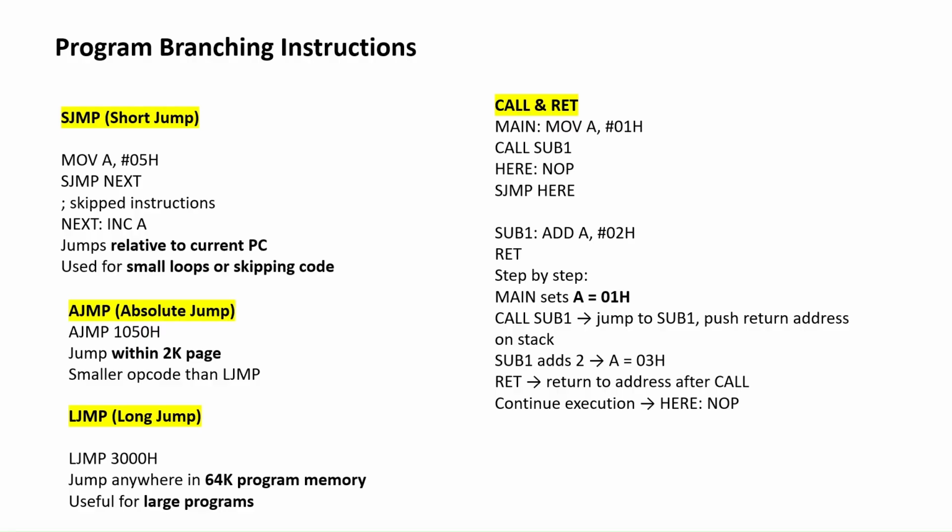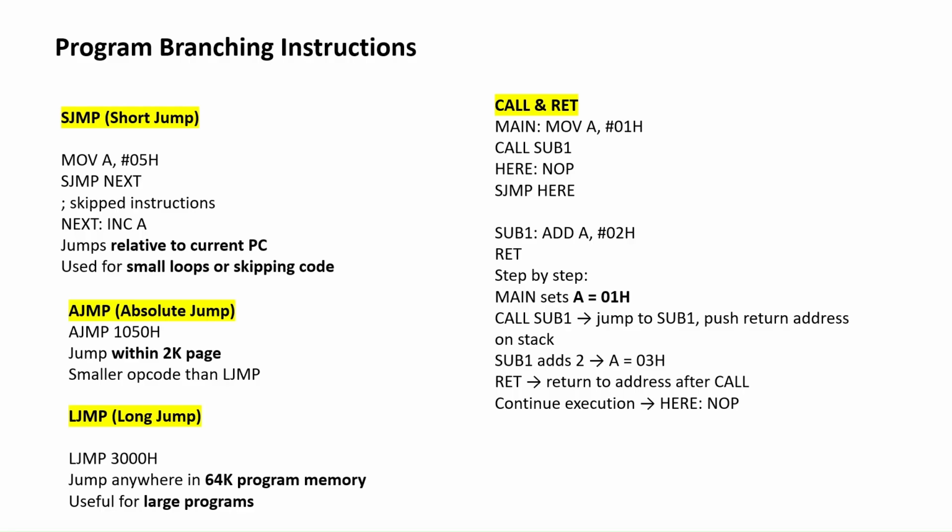Now let's look at AJMP, absolute jump. AJMP stands for absolute jump. This instruction jumps to an address within the same 2 kilobyte page of memory. Example, AJMP 1050H. It is smaller and faster than LJMP but has a limited range. So remember: SJMP, short distance; AJMP, within a 2K page; LJMP, anywhere in memory.